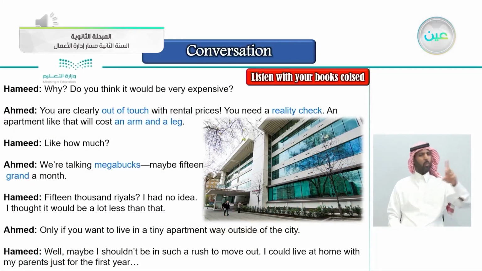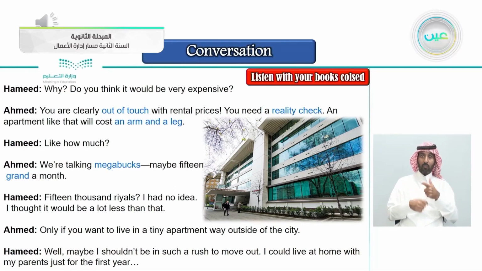Hamid: Why? Do you think it would be very expensive? Ahmed: You are clearly out of touch with rental prices. You need a reality check. An apartment like that will cost an arm and a leg. Hamid: Like how much? Ahmed: We're talking mega bucks, maybe 15 grand a month. Hamid: 15,000 reals? I had no idea. I thought it would be a lot less than that. Ahmed: Only if you want to live in a tiny apartment way outside of the city. Hamid: Well, maybe I shouldn't be in such a rush to move out. I could live at home with my parents just for the first year.